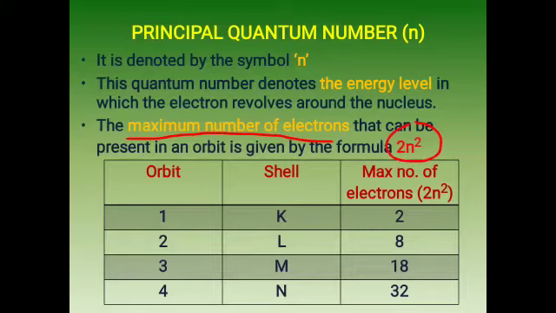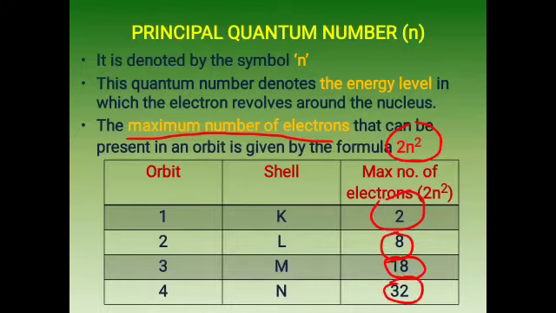Let us see the tabular column for 4 orbits. Orbit 1, 2, 3, 4. The first orbit is called the K shell, second L shell, third M shell, fourth N shell. The maximum number of electrons in each orbit is calculated by the formula 2n square. So 2 into 1 square is 2, 2 into 2 square is 8, 2 into 3 square is 18, 2 into 4 square is 32. This table shows that 2 electrons can be present in the first orbit at a maximum, 8 electrons in the second orbit, the third orbit can have a maximum of 18 electrons, and the fourth orbit can hold a maximum of 32 electrons.